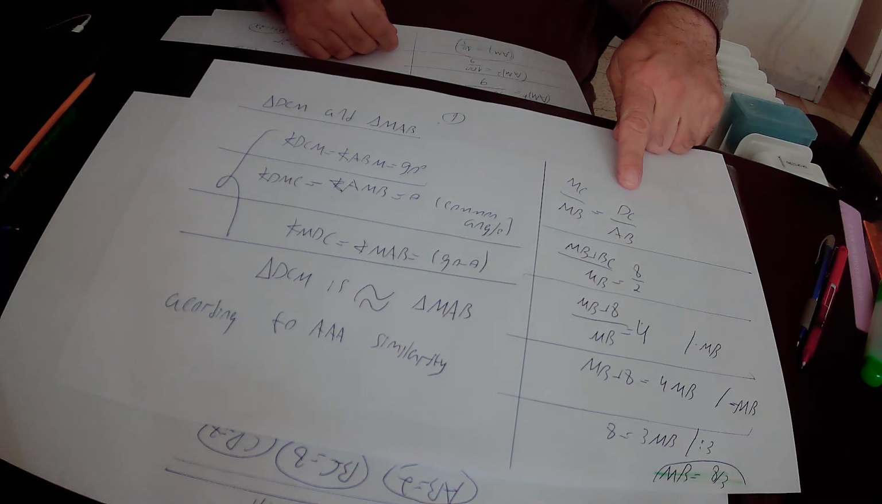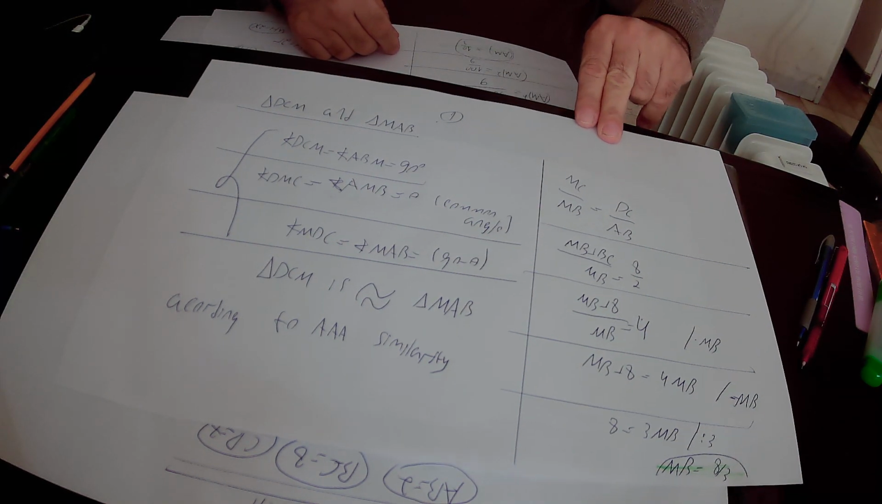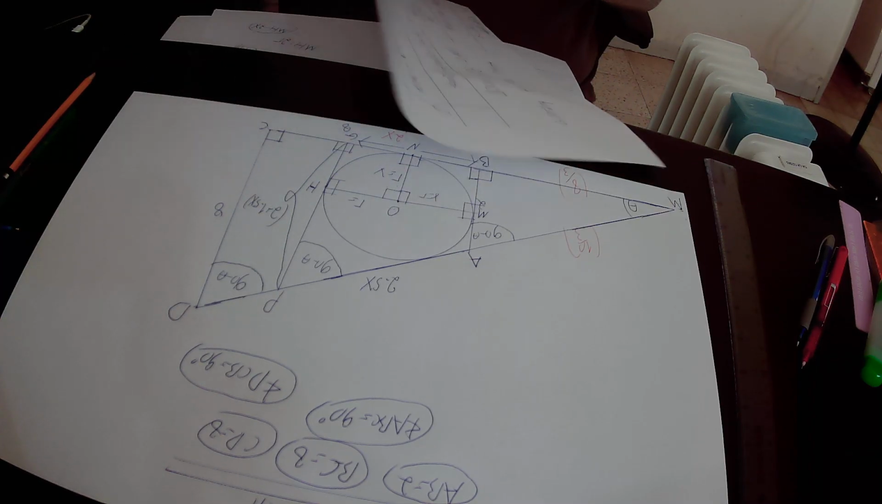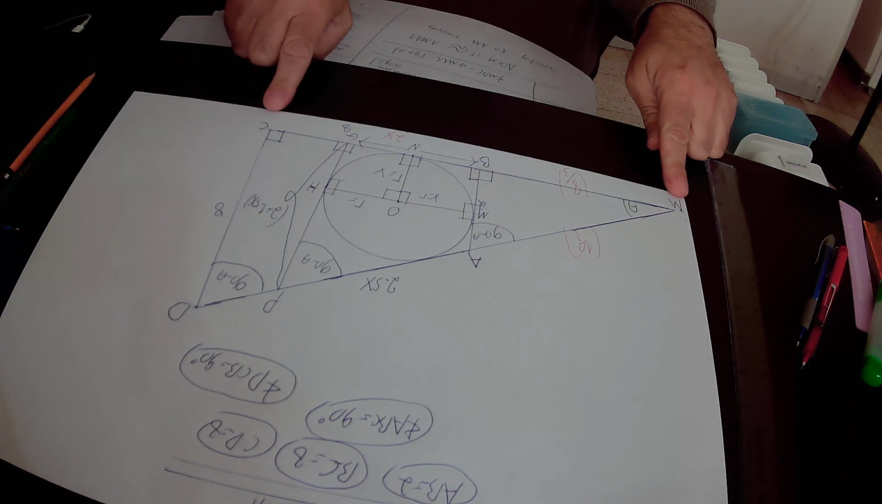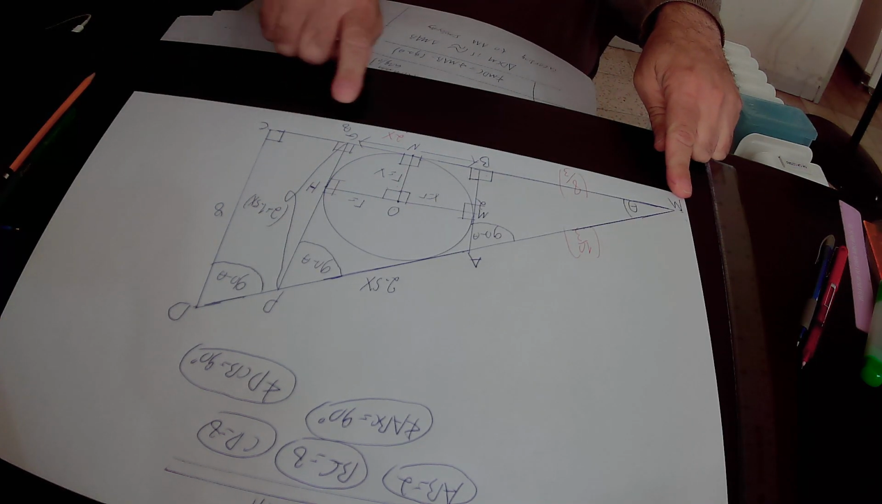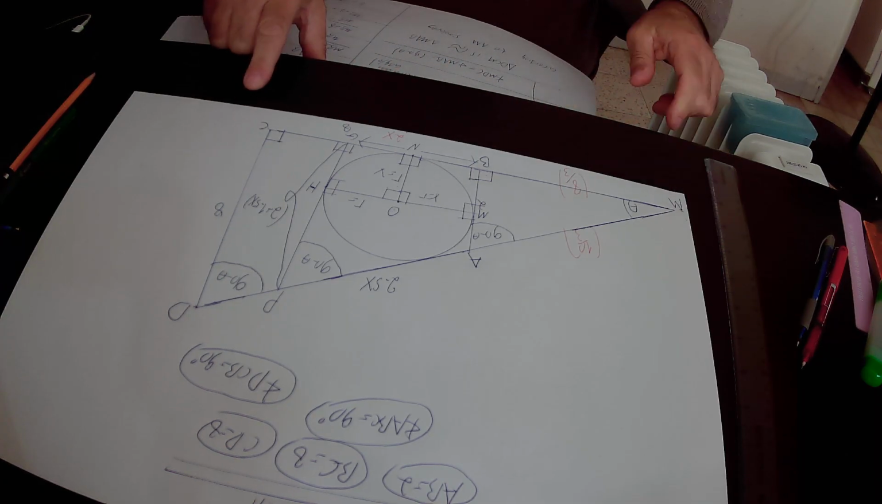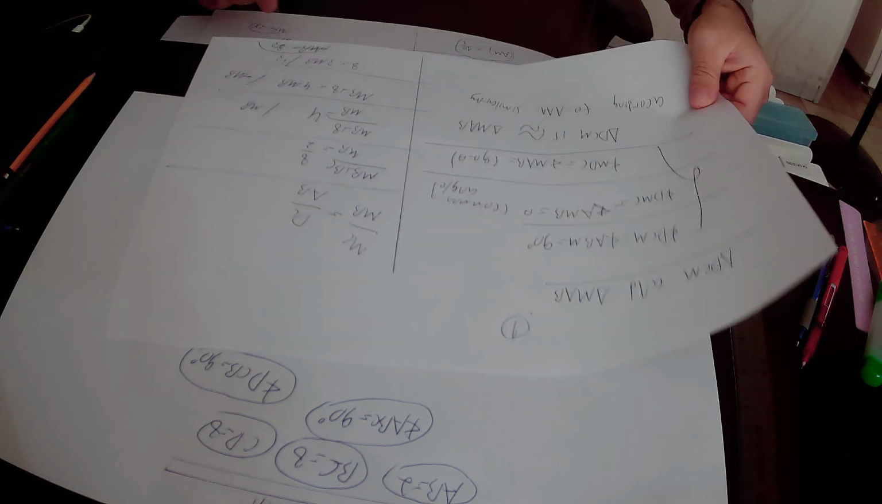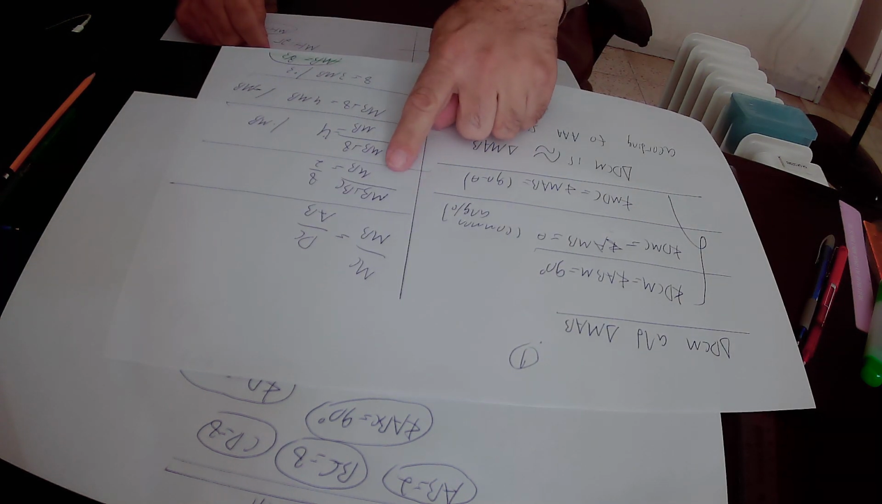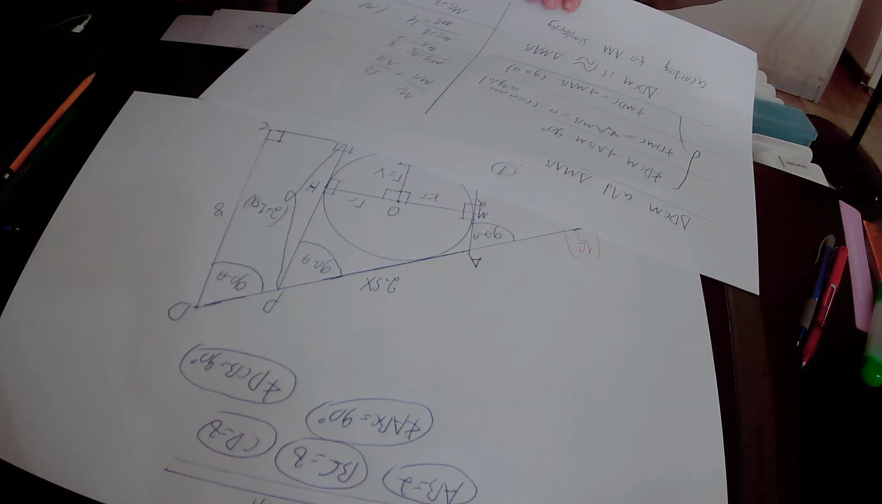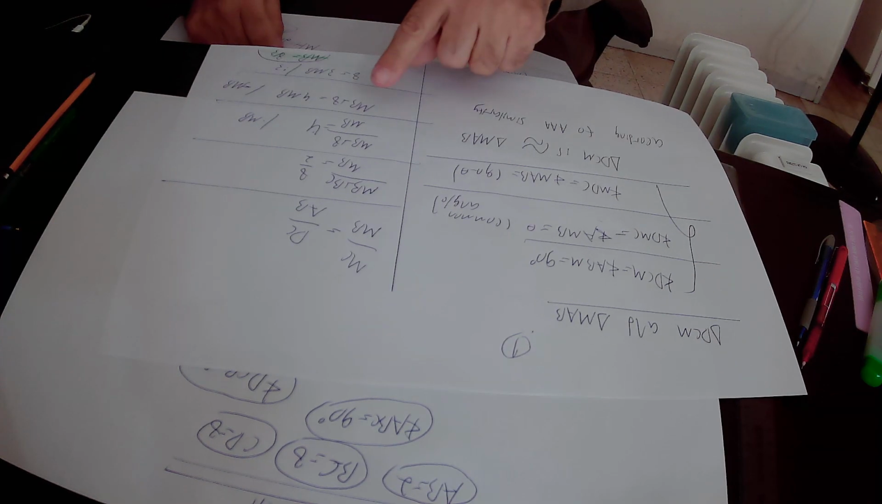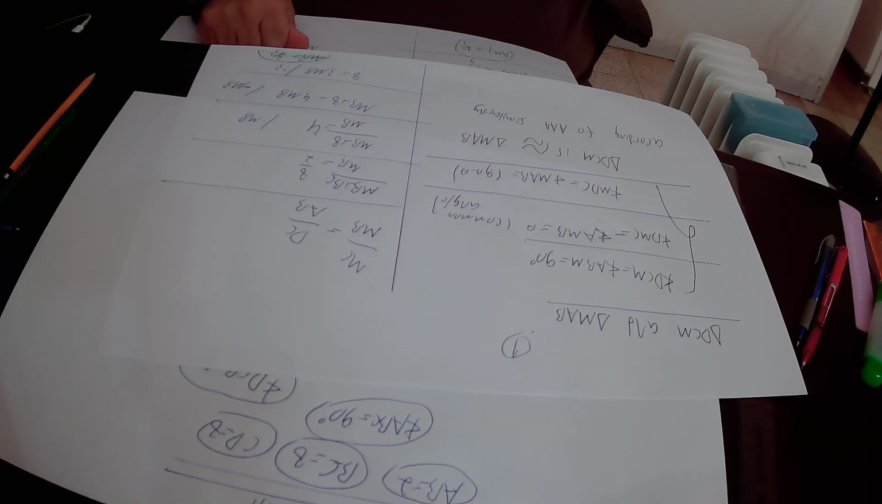MC over MB equals DC over AB. MC equals MB plus BC. So here MC equals MB plus BC over MB equals DC, which is 8, over AB, which is 2. So MB plus BC is 8 over MB equals 8 over 2, which is 4.